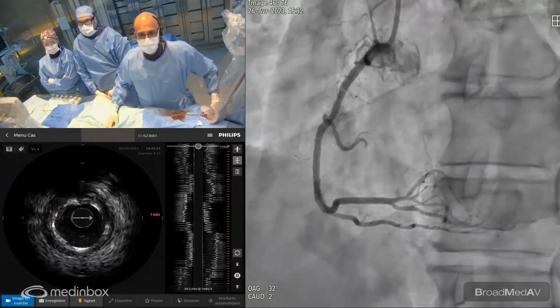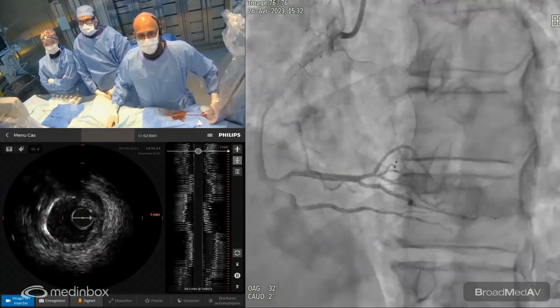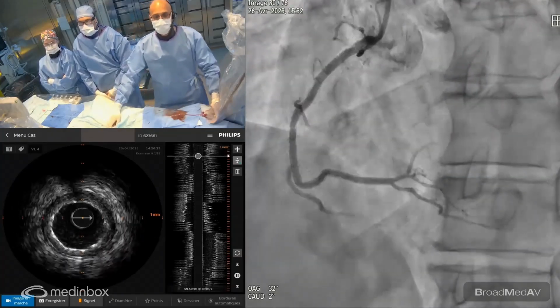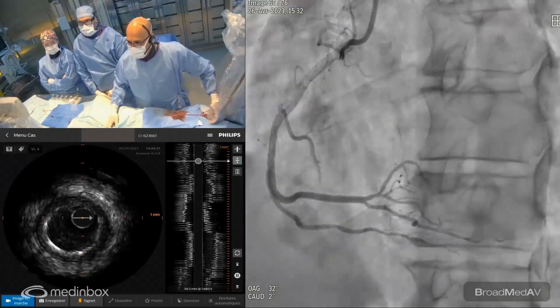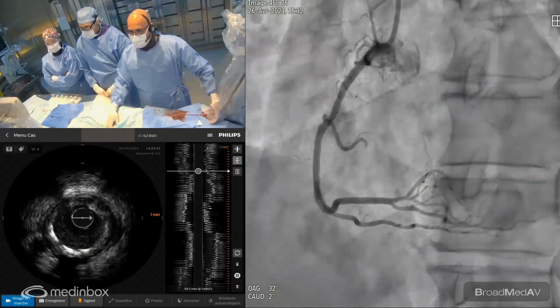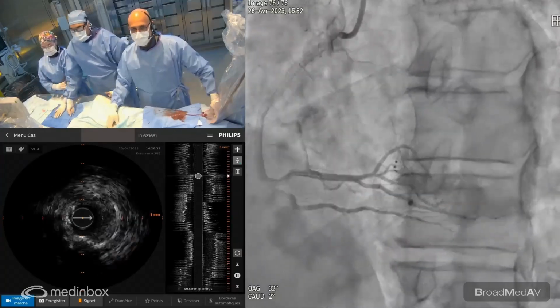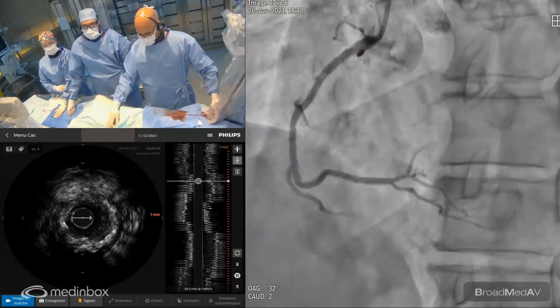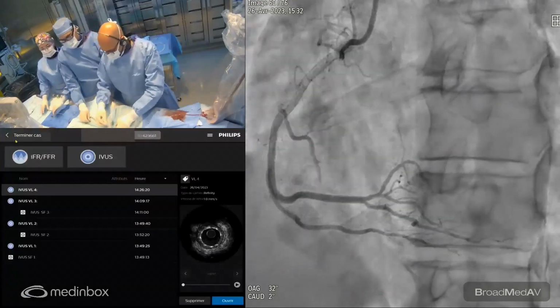Next. I think it's a very good result, in my opinion. Great. So now the plan is to move on to the left system. And before performing angioplasty of the left system, I wanted to evaluate by IVUS to determine the idea.